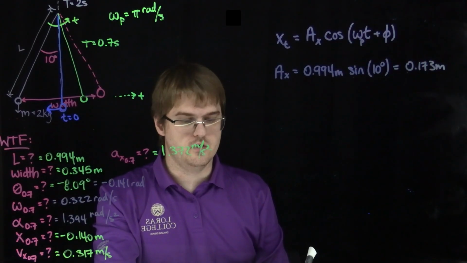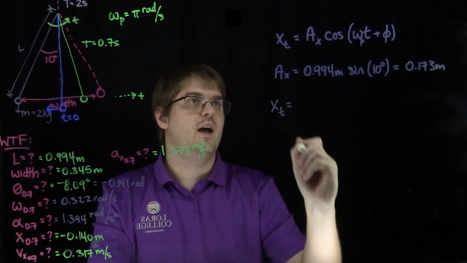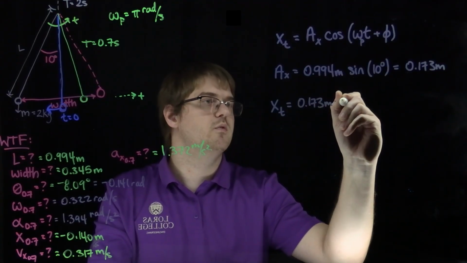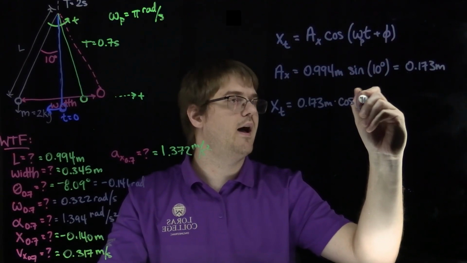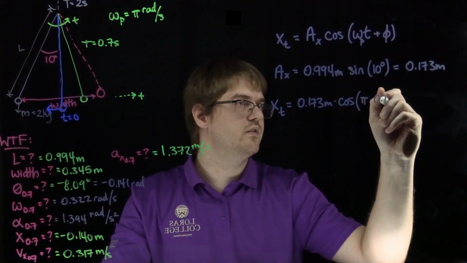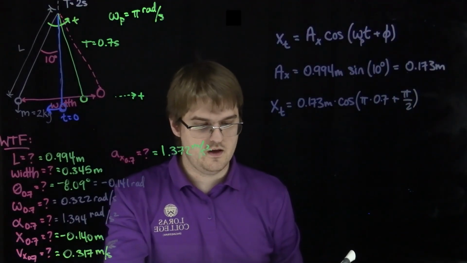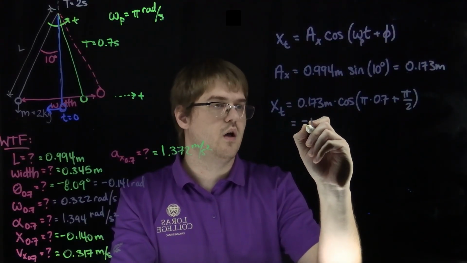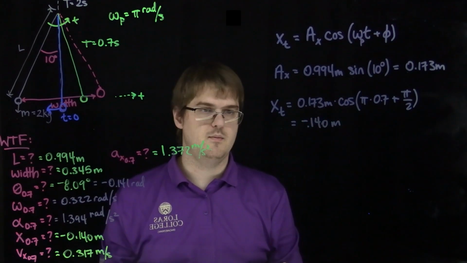And with this, I can just go ahead and approximate that my x at time t is going to be 0.173 meters times the cosine of omega p, which we have as pi. I'm not going to write everything out just for space and time here, times my time, 0.7 seconds, plus my pi over 2, which was my offset. And that comes out perfectly to negative 0.140 meters. Same exact piece.